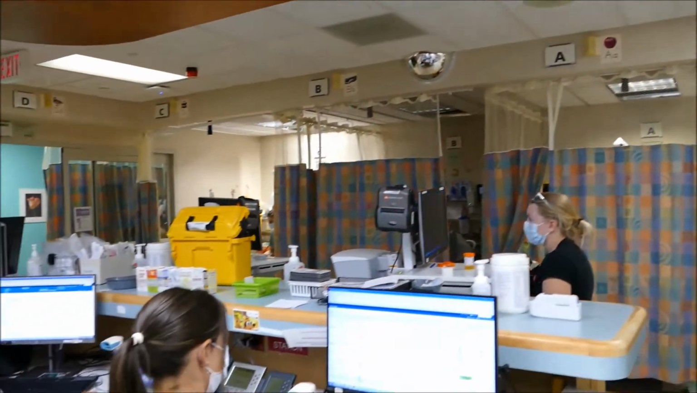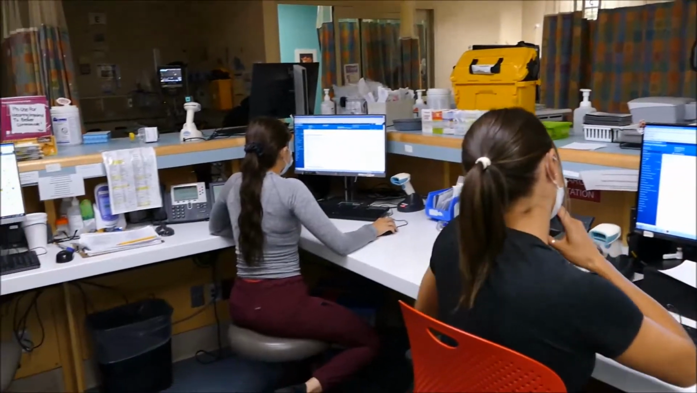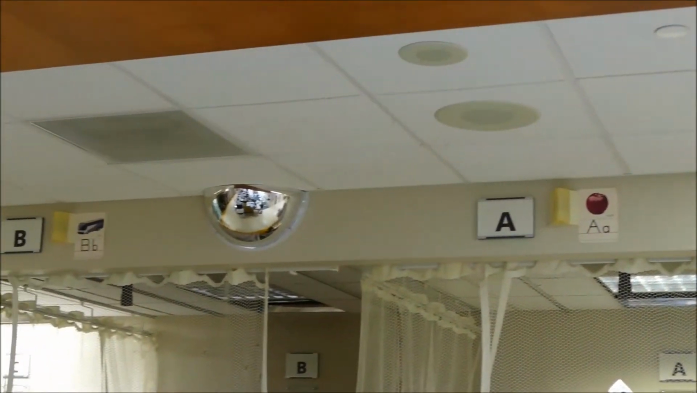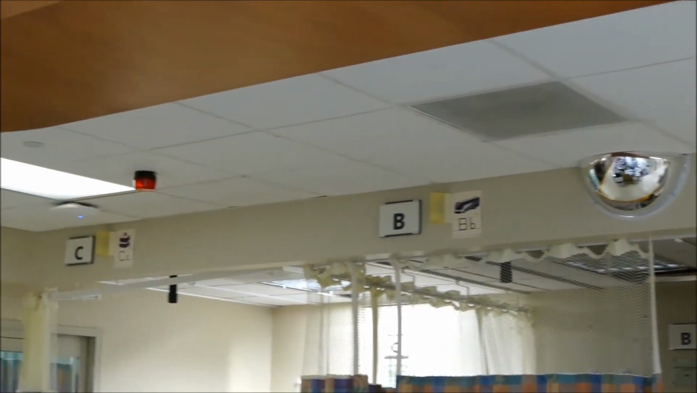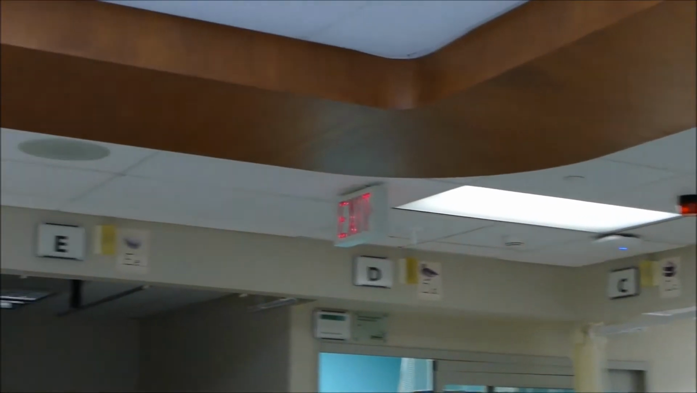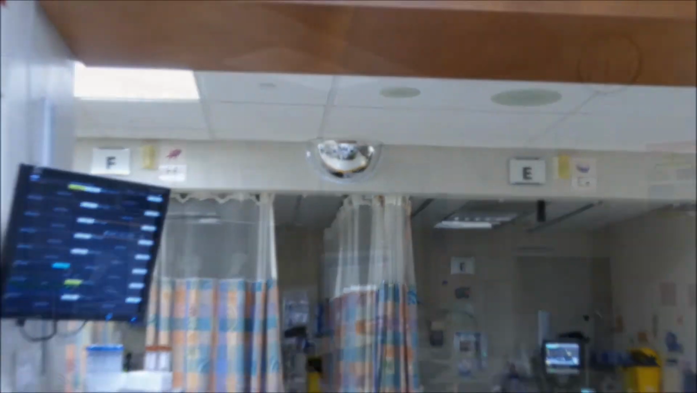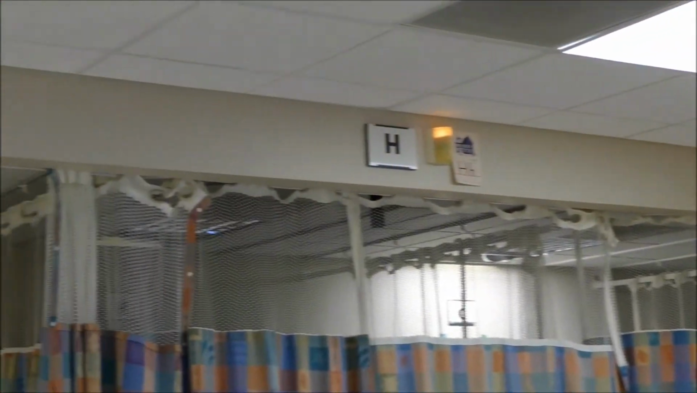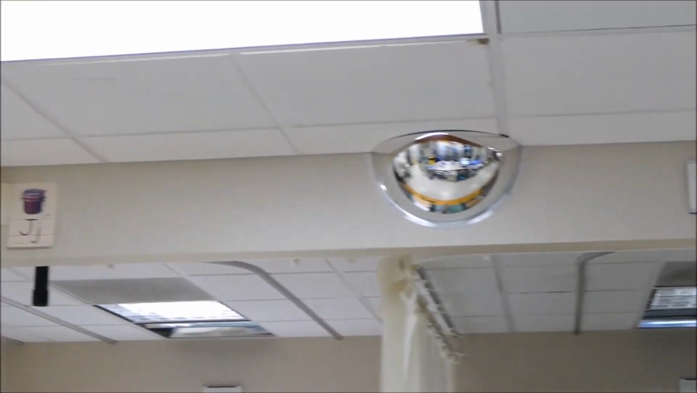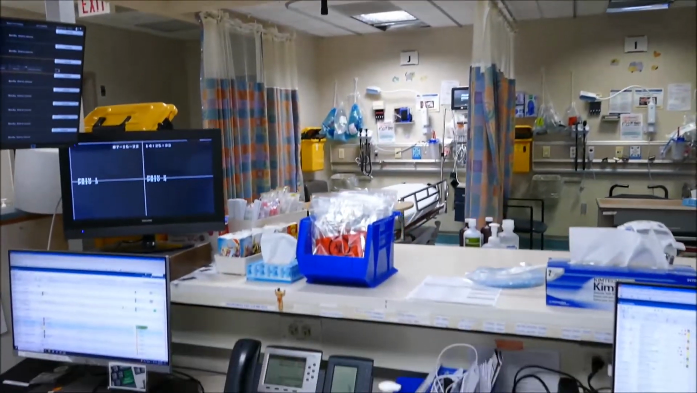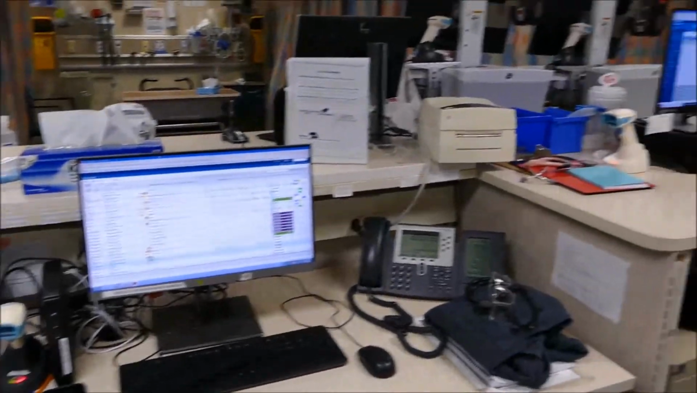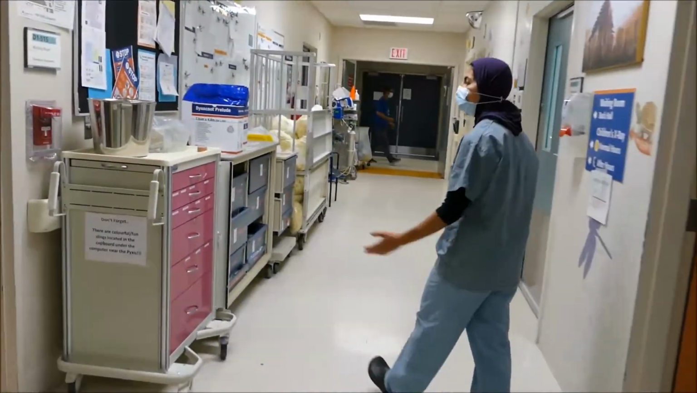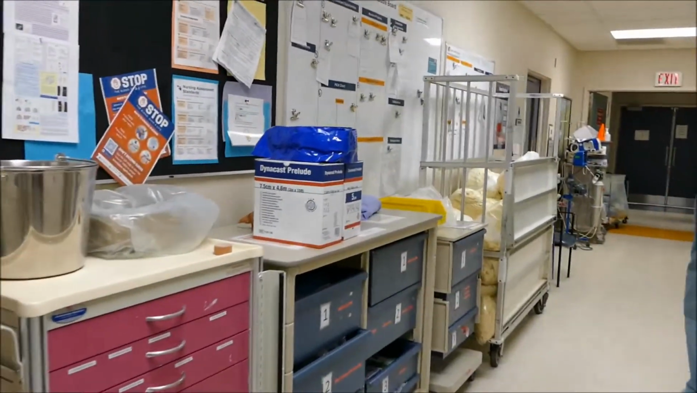So first, we're going to start in Pod 1 of the Pediatric Emergency Department at the nursing station. Pod 1 consists of beds A through to F. Then we'll move on to Pod 2 that consists of beds G through to J, as well as privates 1 through to 4. And here is the Pod 2 nurses station. And then walking down the hall, this is our cast cart that we use for casting.